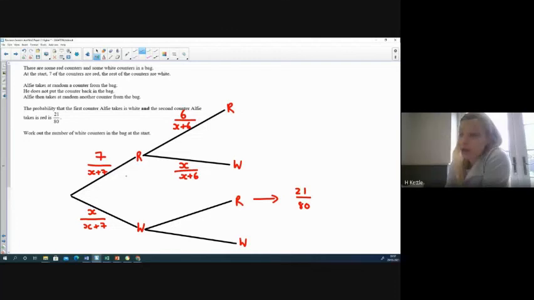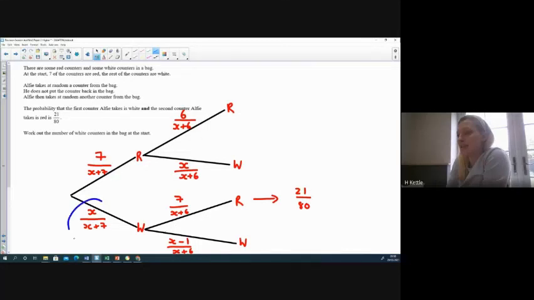Going down at the bottom, I've got X over X add 7, but if I take another white out, it would be X minus 1 over X add 6. And if I took a red out, well, there would still be 7 over X add 6. So together, you can see that those branches still add to make X add 6 over X add 6, still add to make 1.